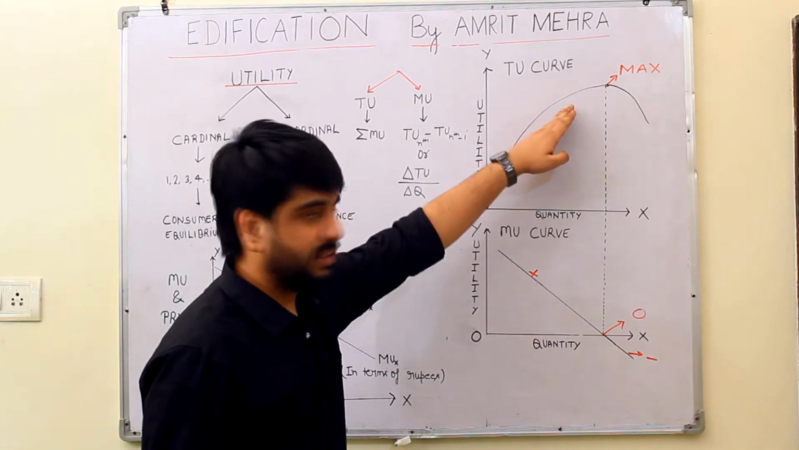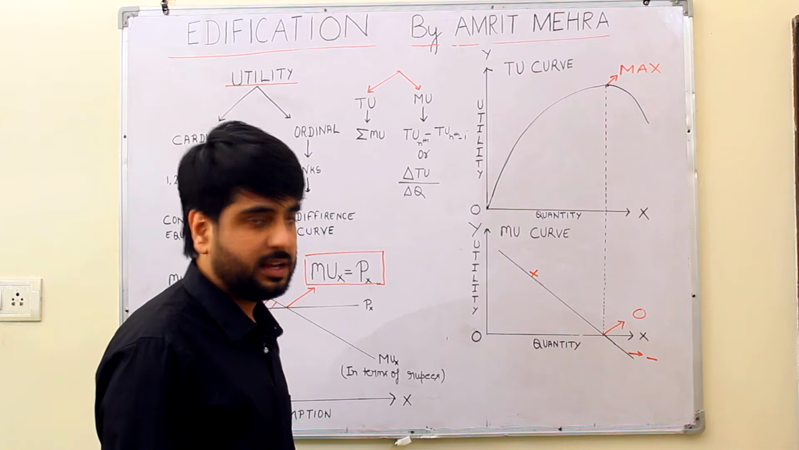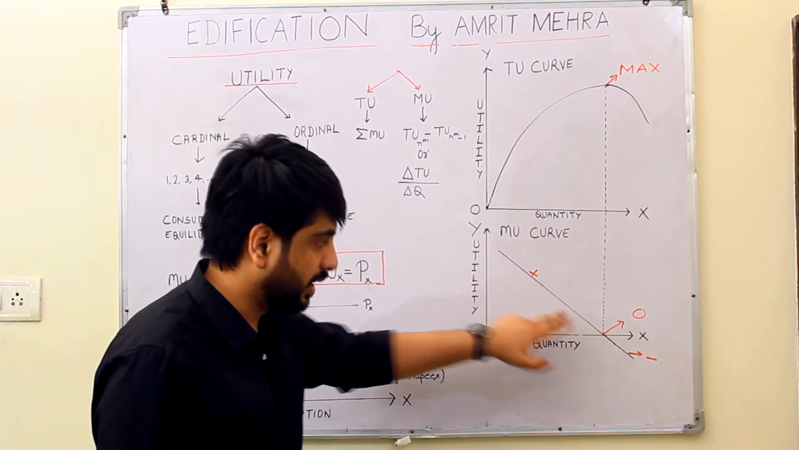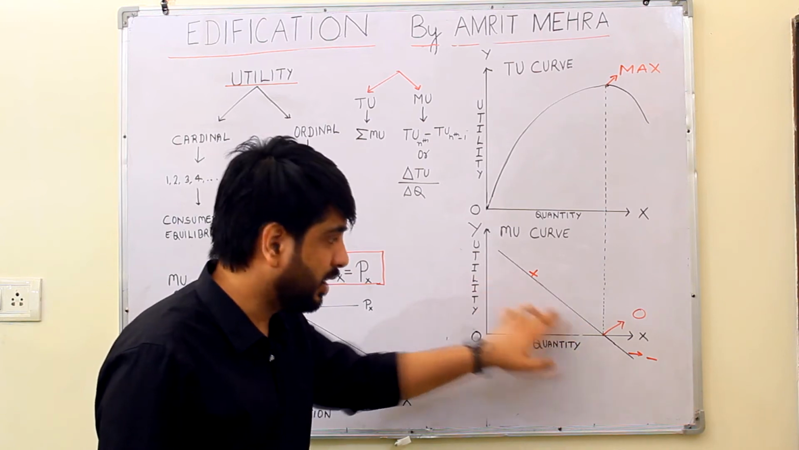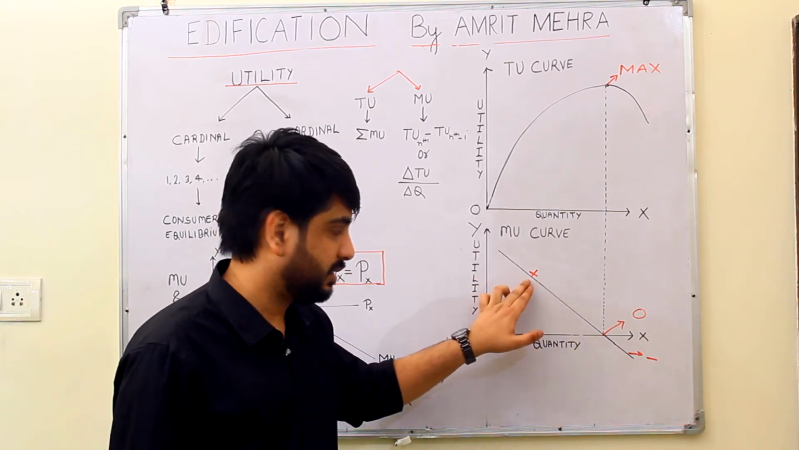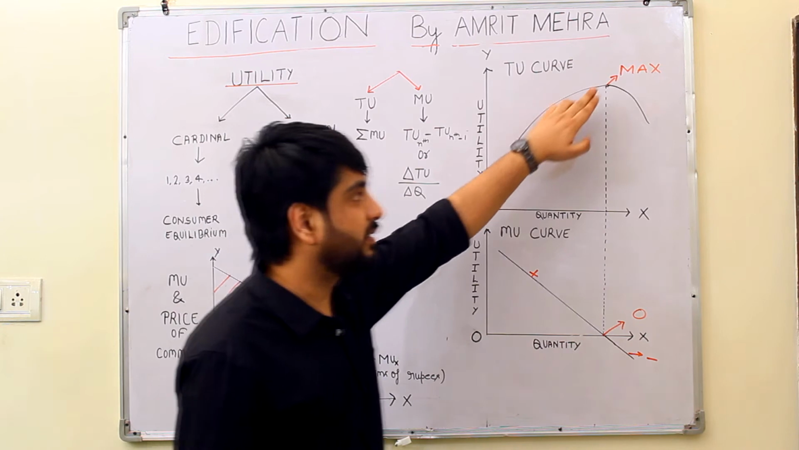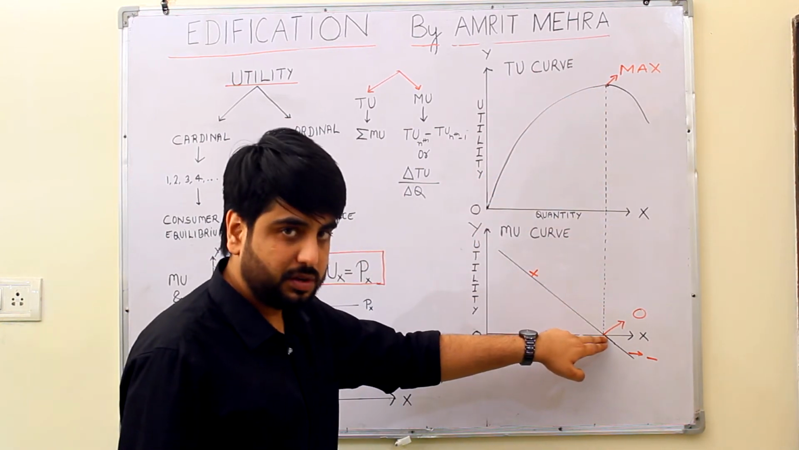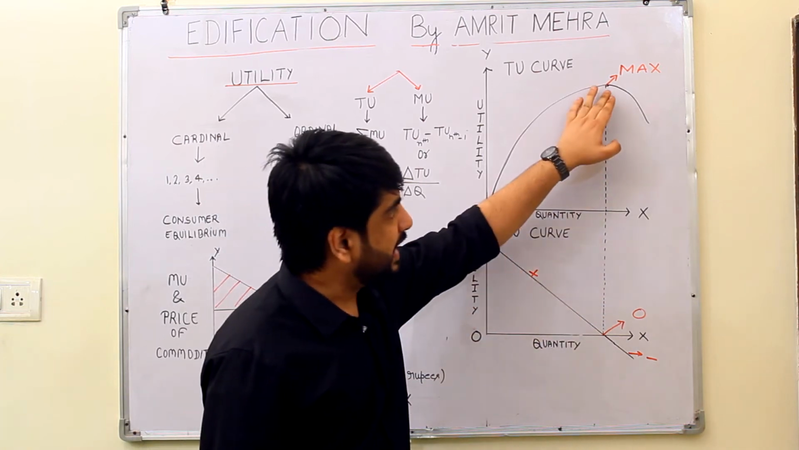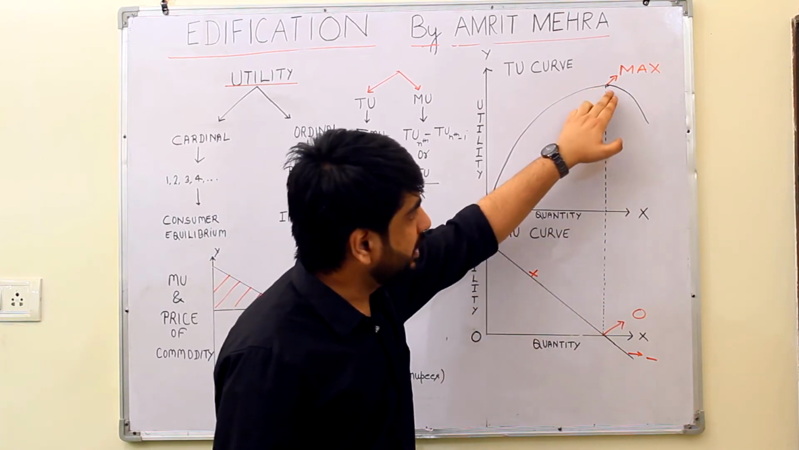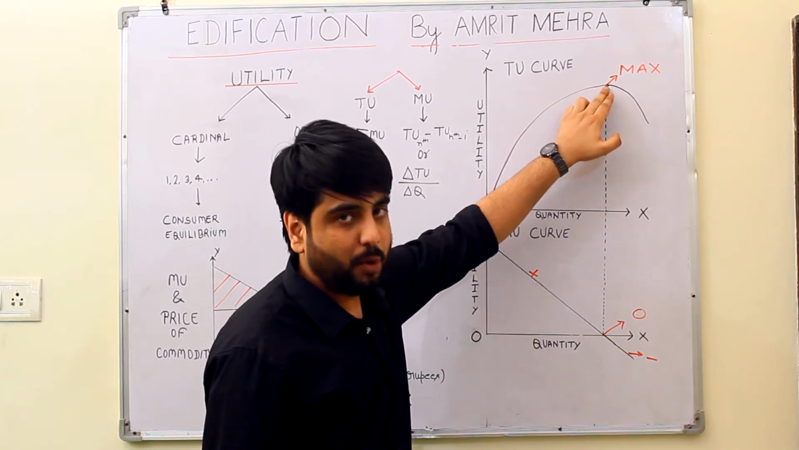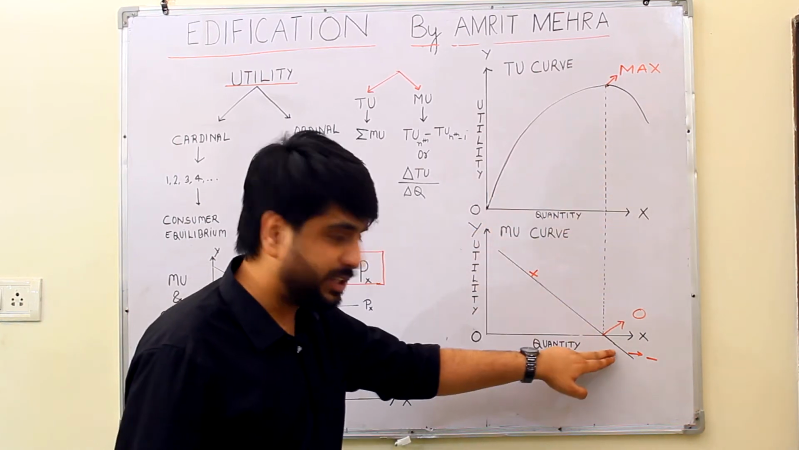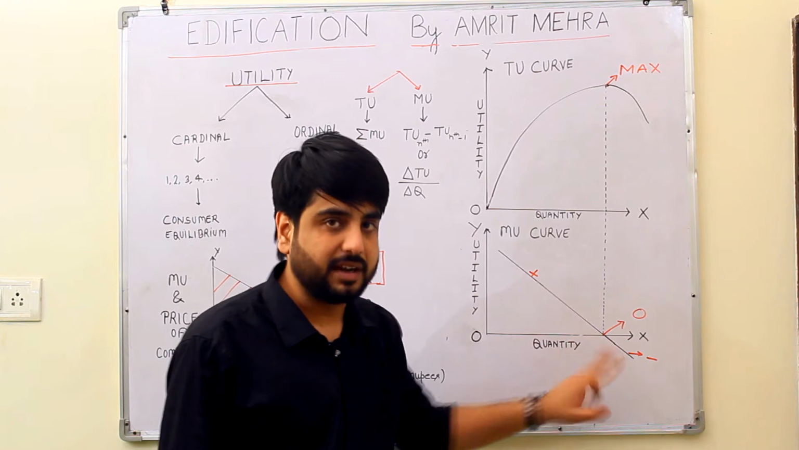As TU increases at a decreasing rate, the MU which is being expressed in the lower panel starts falling down. It is falling down, but it is still positive. As TU reaches its maximum value, the MU becomes 0. Then finally, the total utility after reaching the maximum point starts falling down, because of which the MU becomes negative.